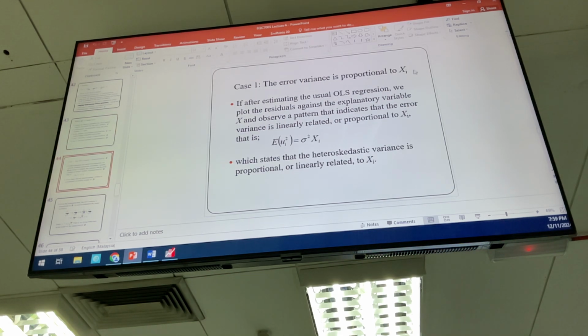Okay, so error variance proportional to xi. After estimating the usual least square regression, we plot the residual against the explanatory variable x and observe a pattern that indicates that the error variance is linearly related or proportional to x. That is, the variance of the error term equals sigma square xi, meaning that it depends on the value of x. We state that the heteroscedastic variance is proportional or linearly related to xi, the value of x.